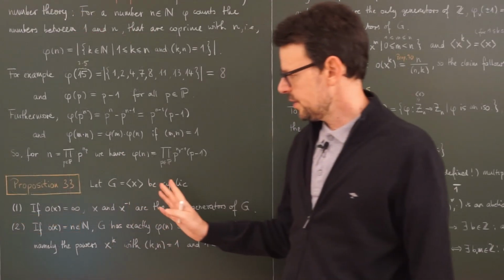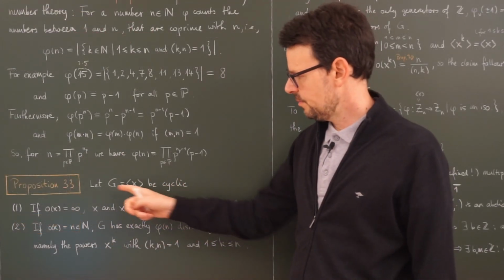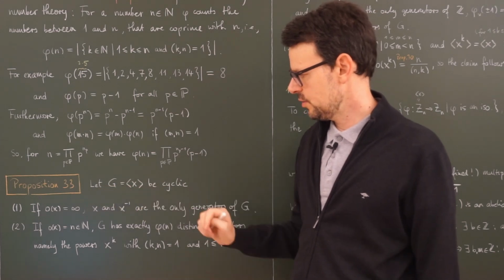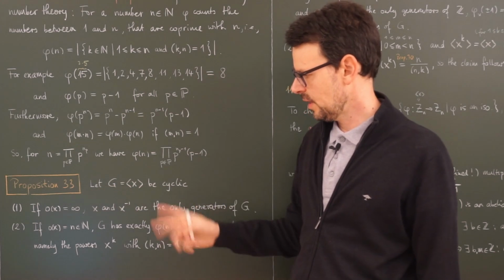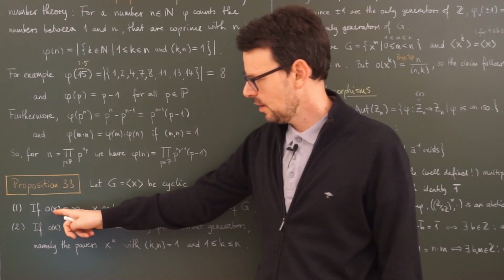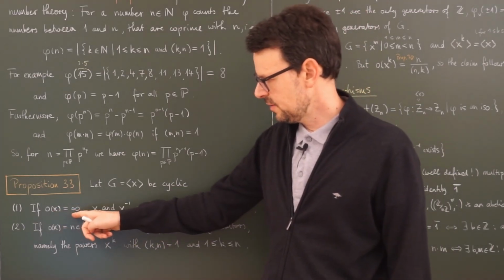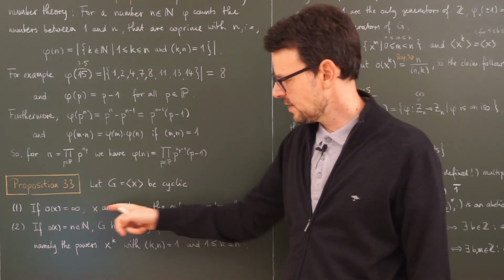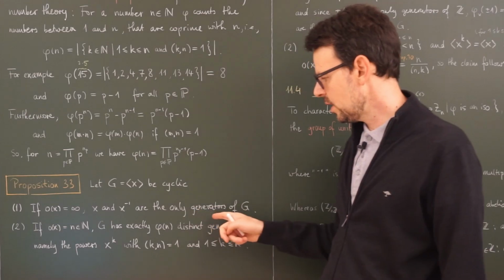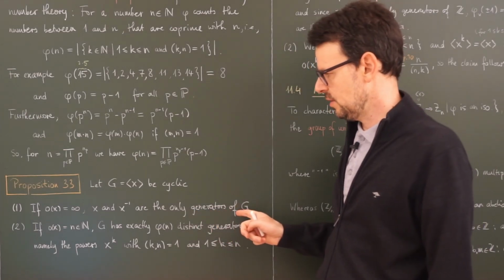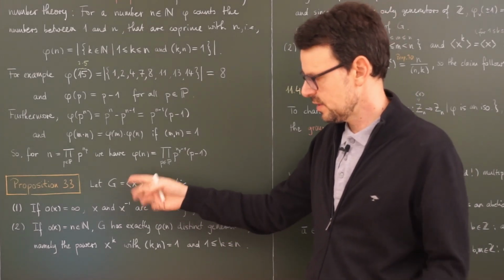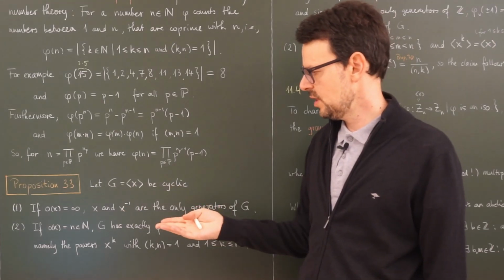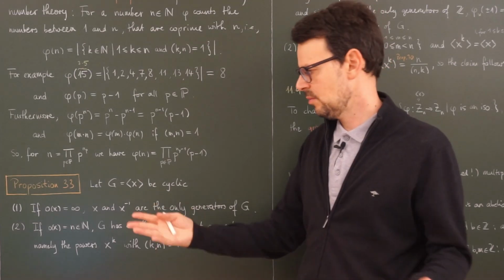Okay, so what is of interest to us here? We assume that G is cyclic with generator x. Then there are two cases. If the order of x is infinite, so G is an infinite cyclic group, then x and its inverse are the only possible generators of G. So x generates G by definition, then also x inverse generates G, and that's it. There can be no more generators.